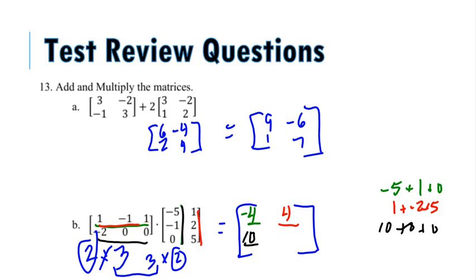And this last one here, row 2, column 2. Negative 2 times 1 is negative 2. 0 times 2 is 0. And 0 times 5 is 0. So that's going to give us negative 2. So that would be our answer for our multiplication of the two matrices. So that is a quick review of chapter 1, looking at the basic concepts of algebra.